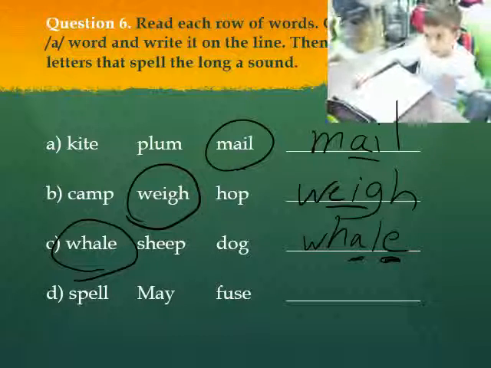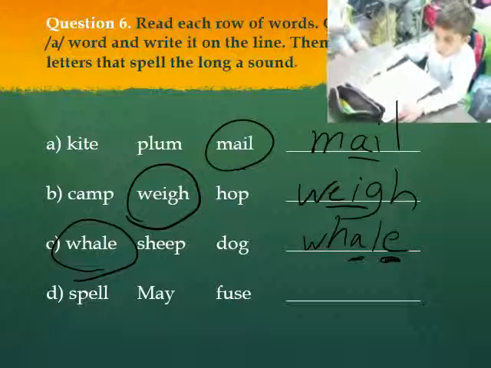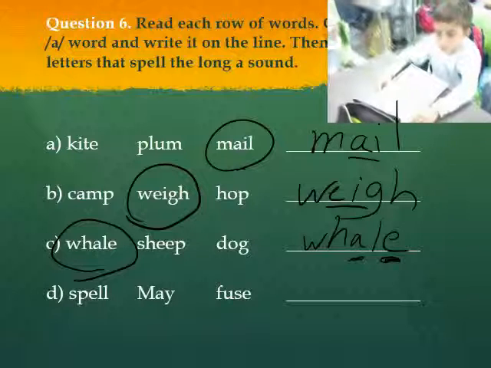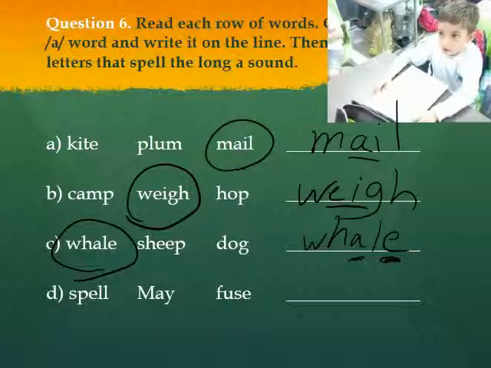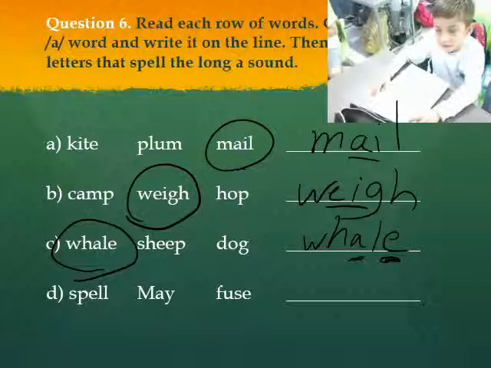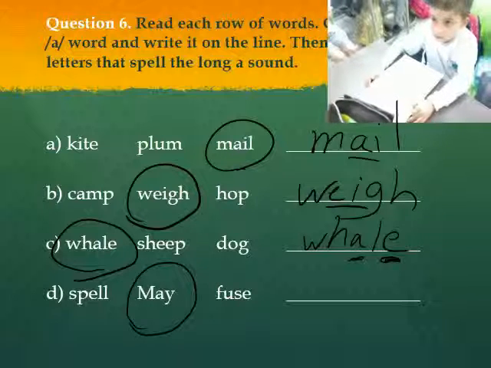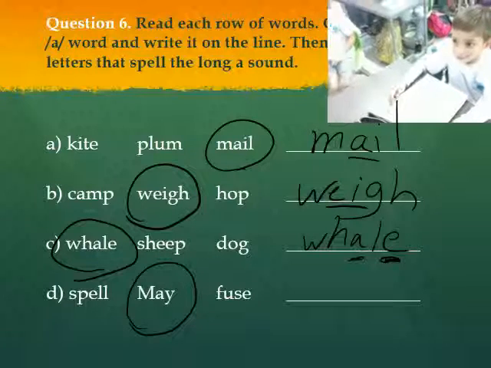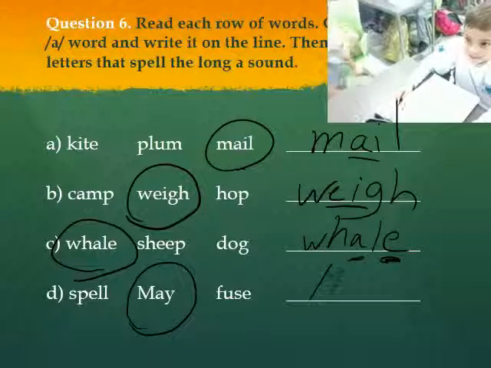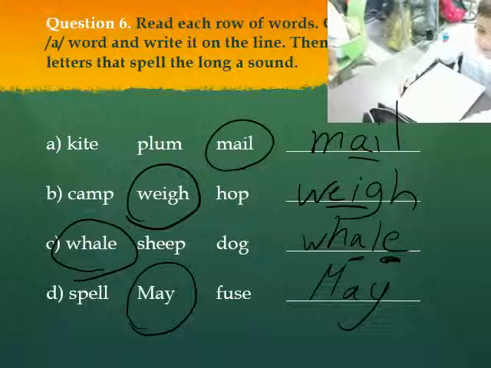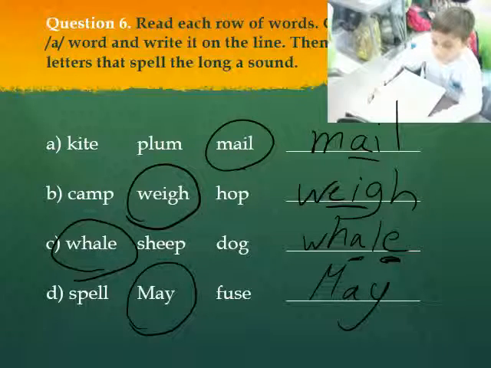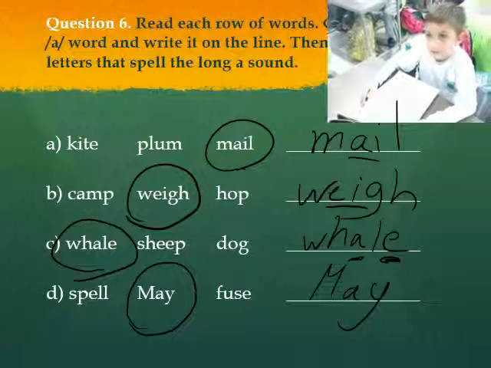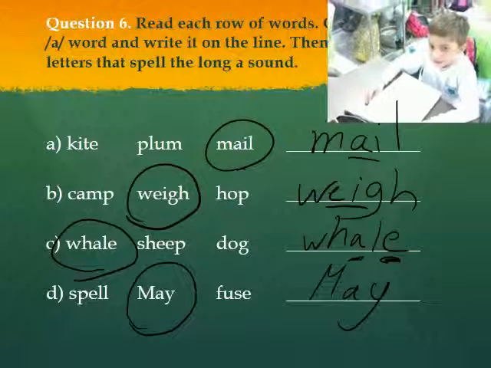Spell, may, fuse. In which word do you hear the sound A? May. Very good. So we circle may. And where do we write it? On the line. Very good. Okay, now which letters are we going to underline? A and Y.